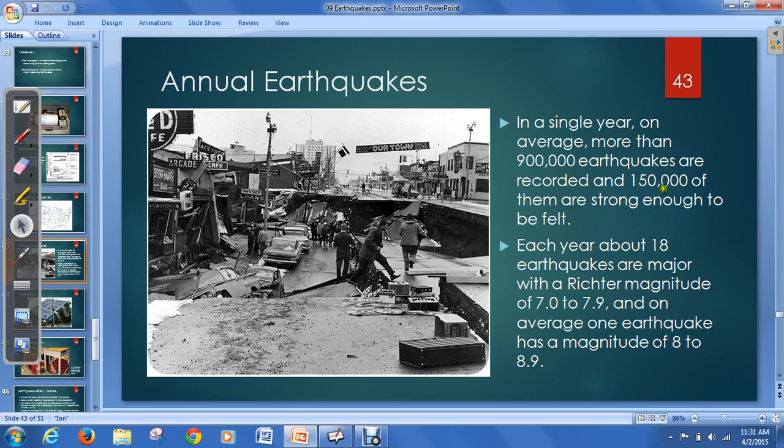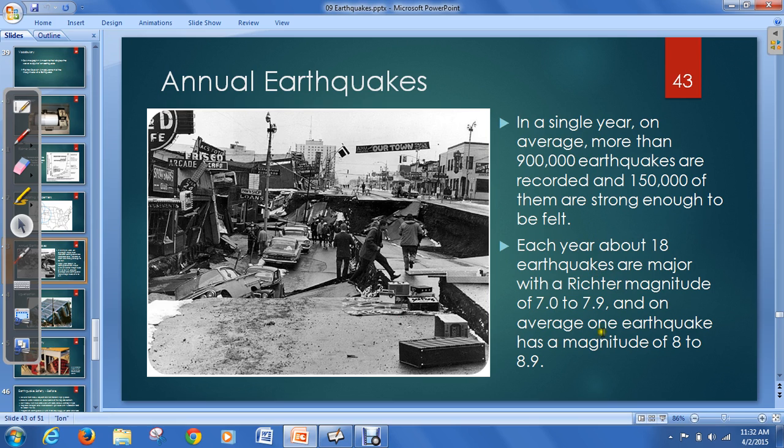Okay, 150,000 of them are strong enough to be felt. But keep in mind, some of these happen in the ocean. Some of these happen in uninhabited areas. A lot of them you won't feel. So it's not like these are happening every day and people are feeling these earthquakes. A lot of them are in areas that are uninhabited, where it's not any big deal that an earthquake's happening. Okay. Only about 18 earthquakes are major every year.